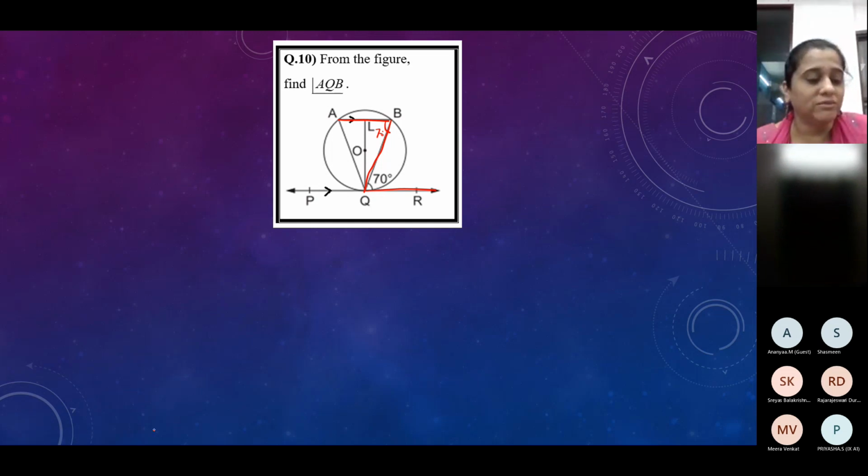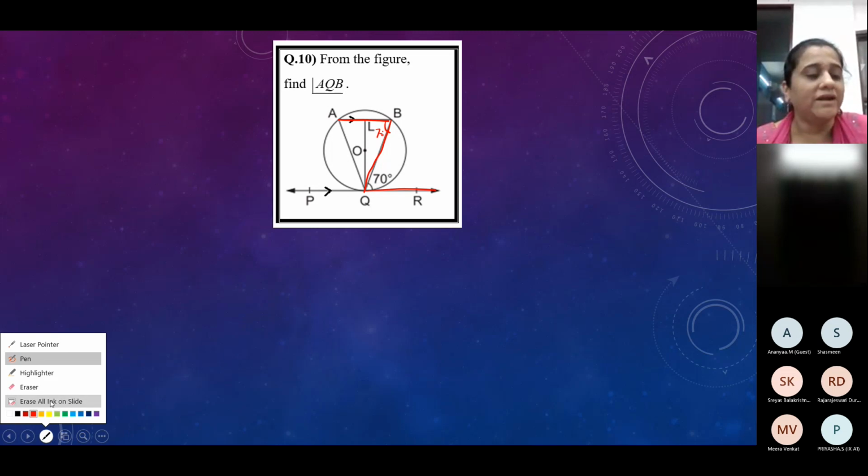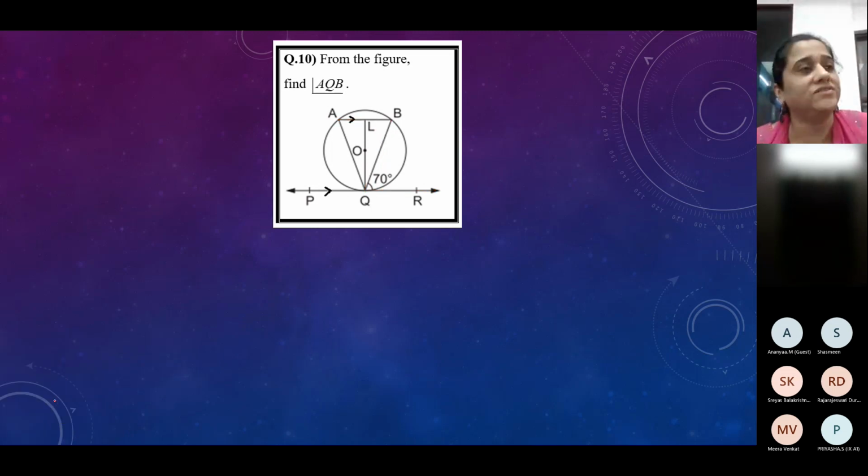By that theorem, you need to identify a chord and a tangent. So we are going to take the chord AQ and the tangent PR. To use the alternate segment theorem, you take a chord and a tangent that goes through one of the endpoints. AQ is the chord. The endpoints are A and Q, and Q is the point of contact of the tangent. You should choose the tangent like that.